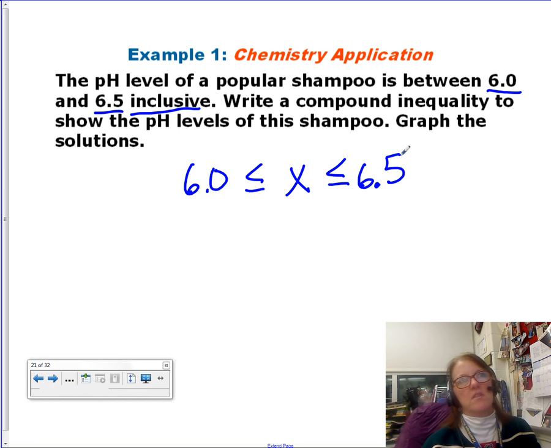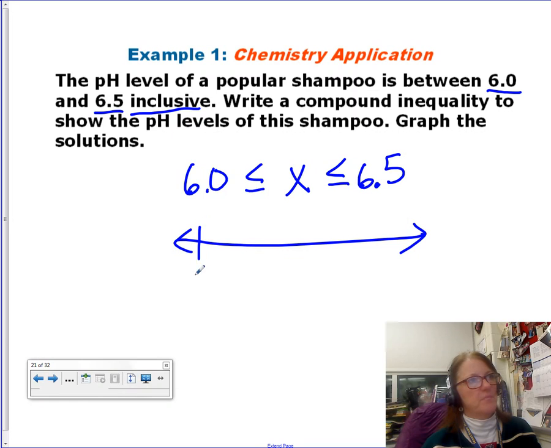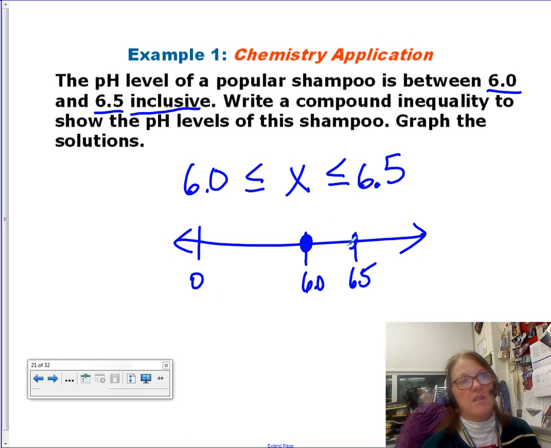This is the low end, this is the high end, and I'm using less than or equals to because it's inclusive. What does this look like as a graph? Zero's down here somewhere. Here's 6. Here's 6 and 5/10. Both of these are solid dots. And then it's only these values in between the two.